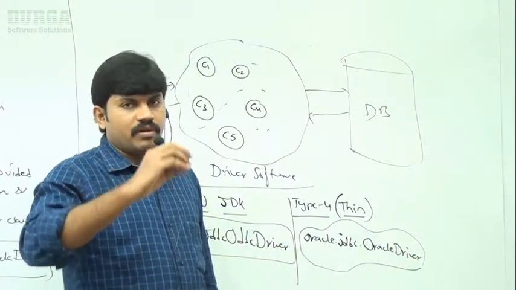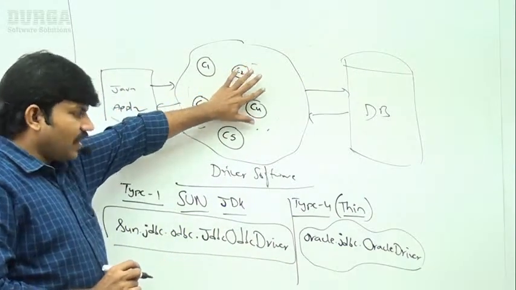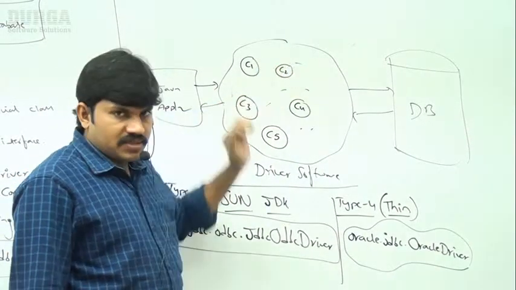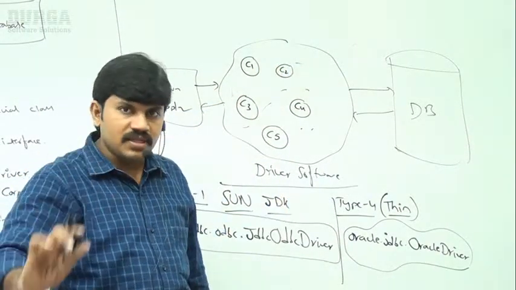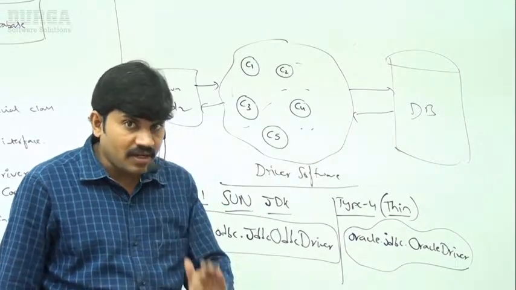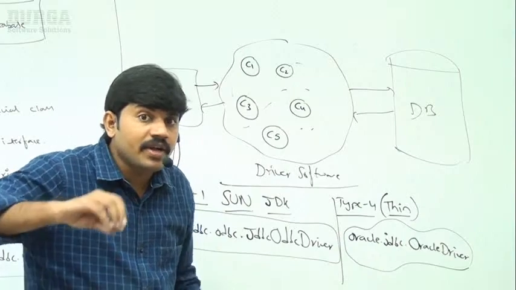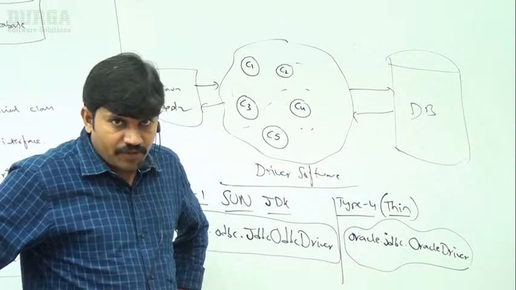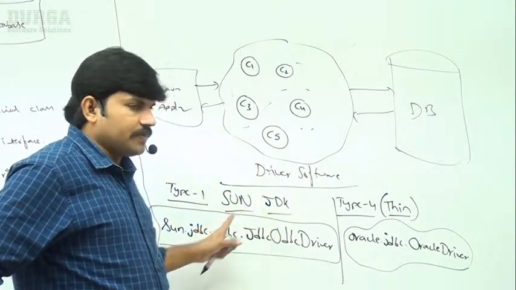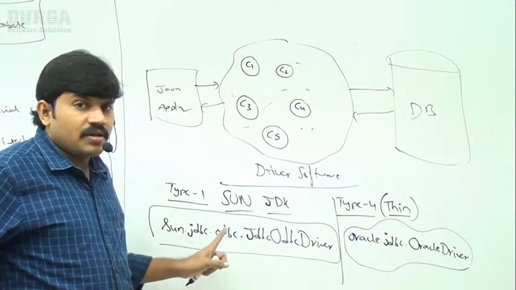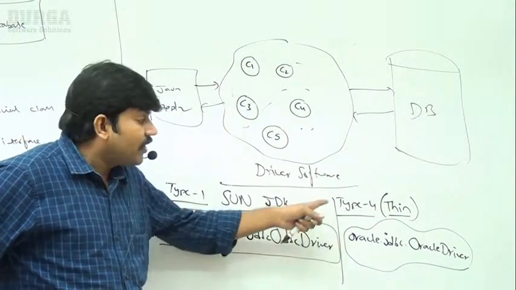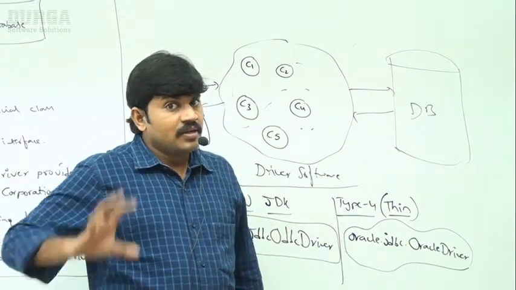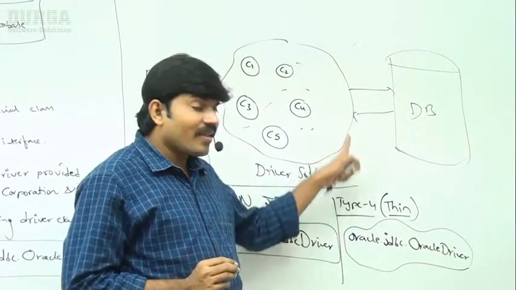So every driver software is a collection of classes which provides the implementation of the JDBC API. Among these classes there is one special class, which is the driver class. So every driver software is identified with some special class. For example, the type 1 driver software's driver class is sun.jdbc.odbc.JdbcOdbcDriver, and for type 4 the driver class name is oracle.jdbc.OracleDriver.